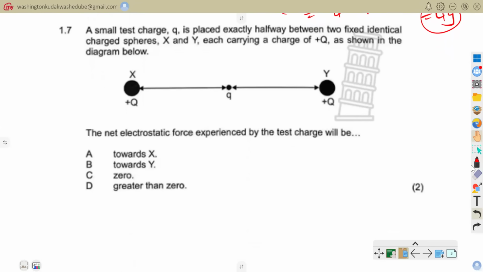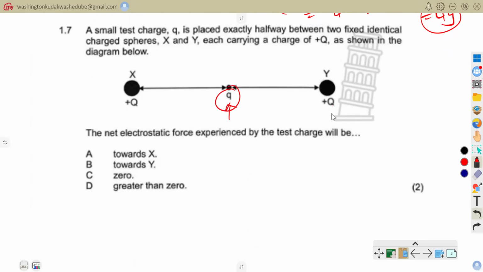Now 1.7. A small test charge Q is placed exactly halfway between two fixed identical charged spheres X and Y, each carrying a charge of Q, as shown in the diagram below. The net electrostatic force experienced by the test charge is going to be equal to what?